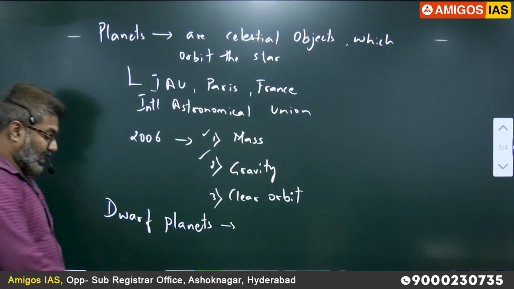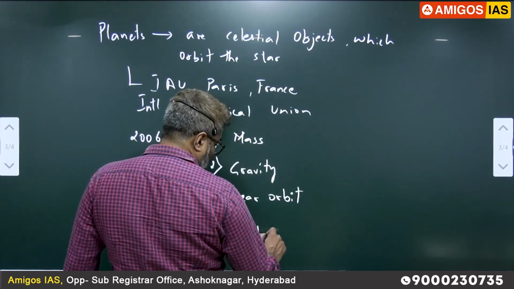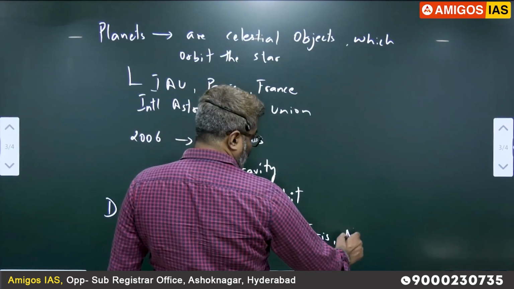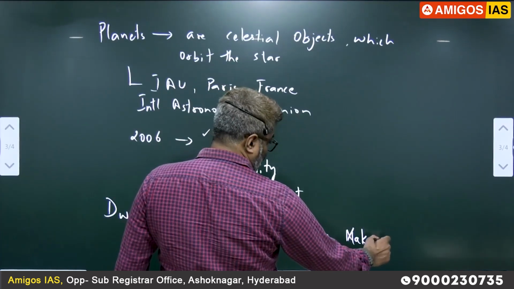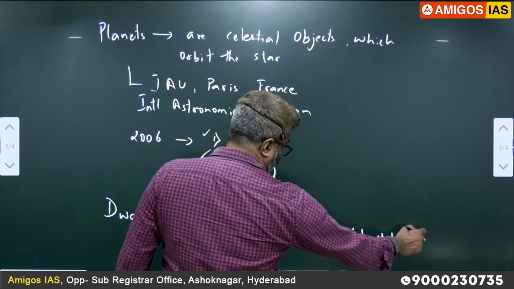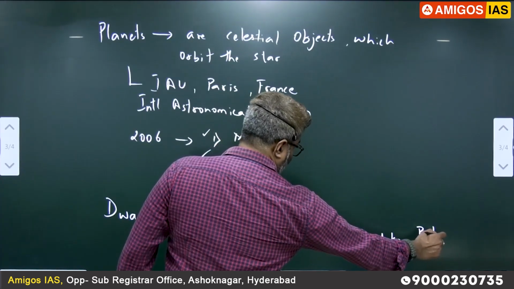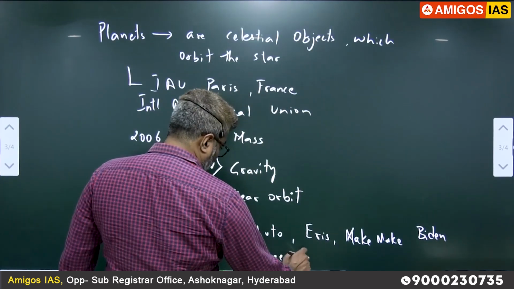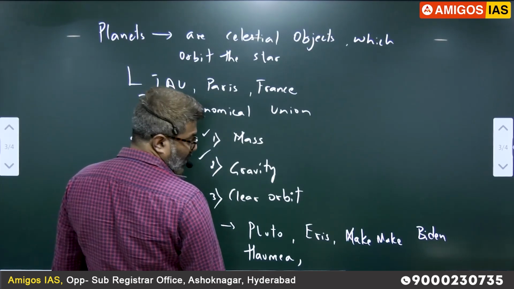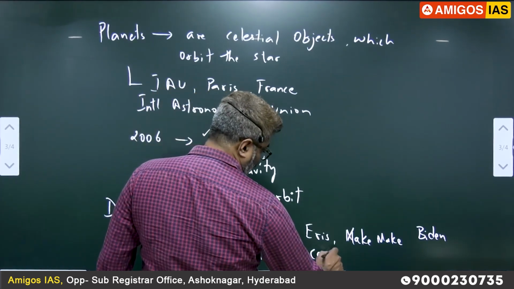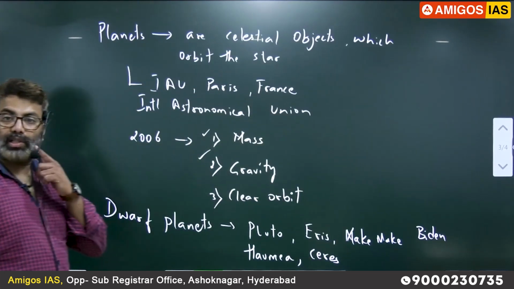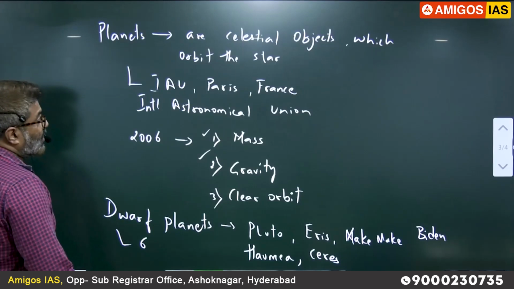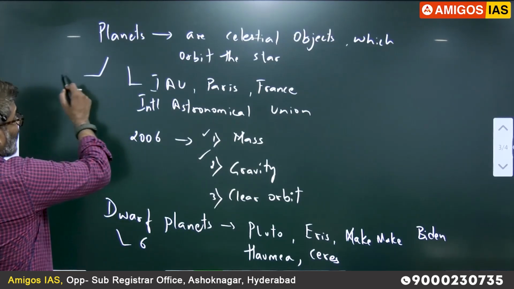Such as Pluto, Eris, Makemake, Haumea, Ceres. These are the six dwarf planets we have today. How many dwarf planets are there? 6. How many planets are there? 8.